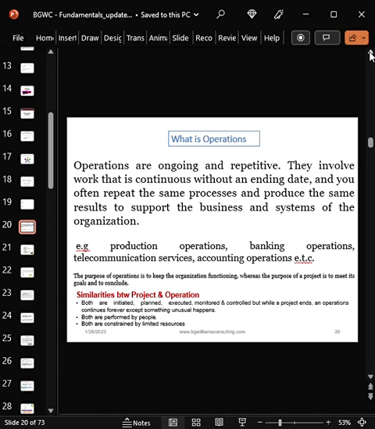But I would also like you to take note of the keywords when we talk about operation, because I've come across questions where, remember, your questions in the exam are not going to be direct. Which of the following? No. So remember your keywords: operations, ongoing, continuous, repetitive, regularly, annually, or daily.